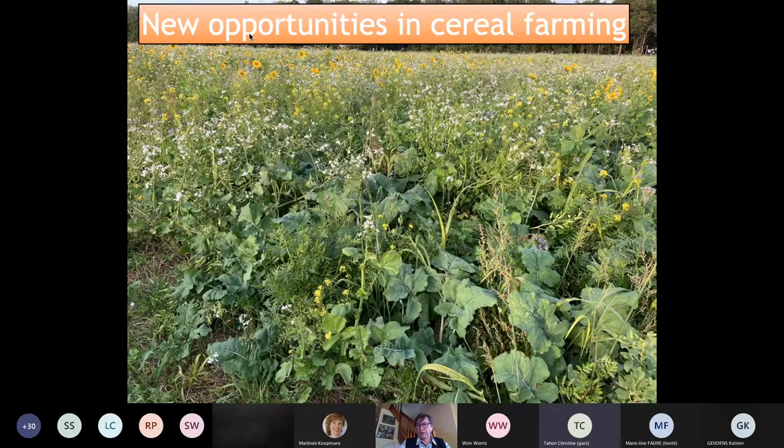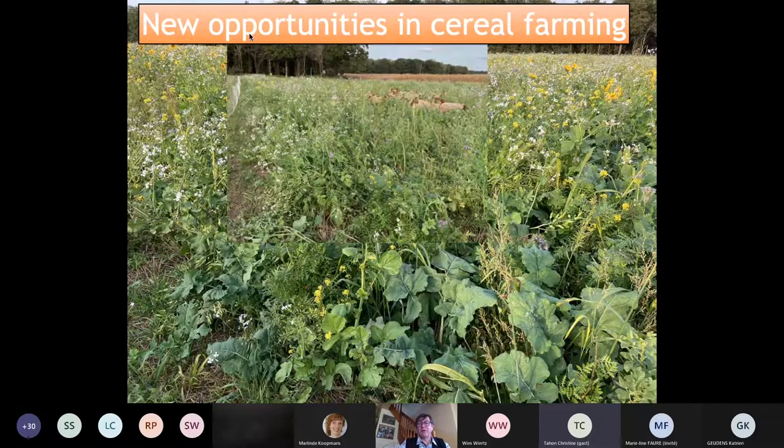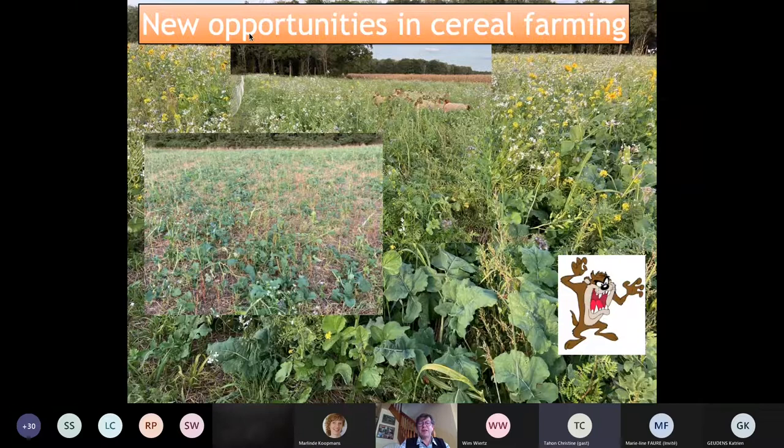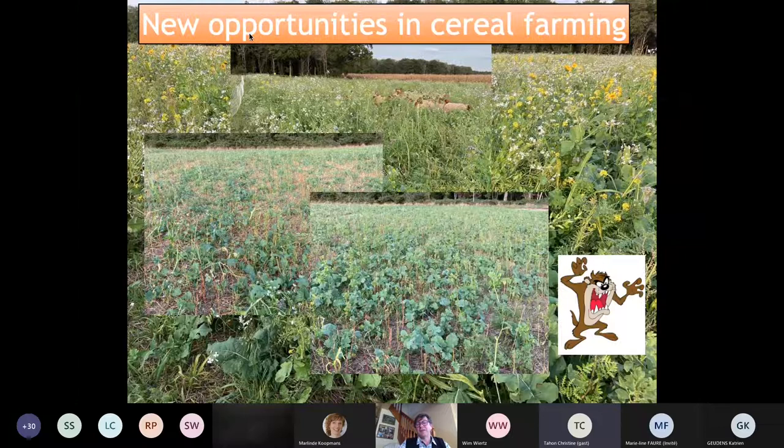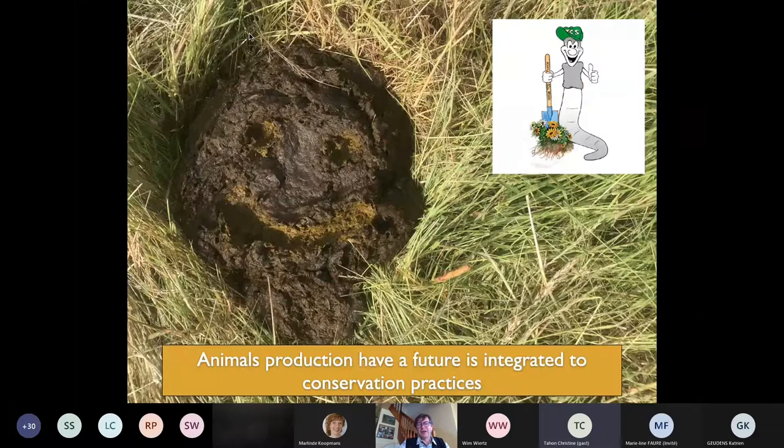That's my cover crop last summer. I put the sheep into this, so they are really Tasmanian tigers. And as I had oilseed rape, when you come a few days after, they've been grazing. It could be a way to manage the cover crop and get a field of oilseed rape. So we got new ideas with that. There is a great challenge and a great future in animal production integrated in conservation practices. All that brings you new ideas.